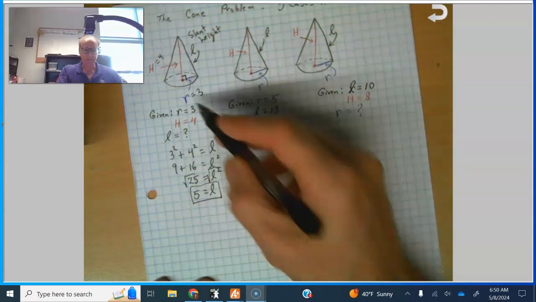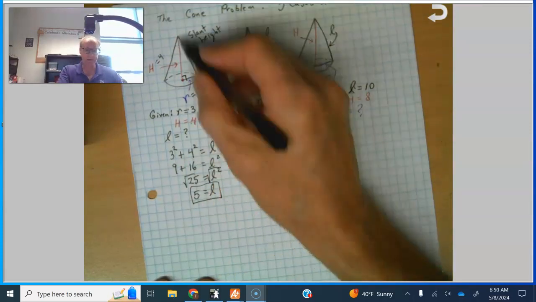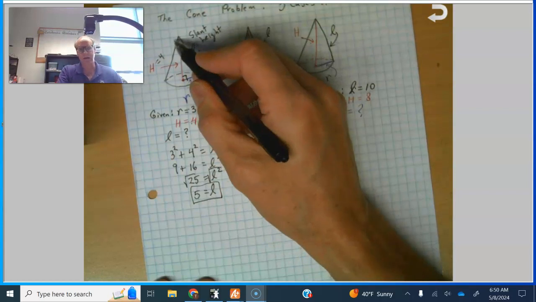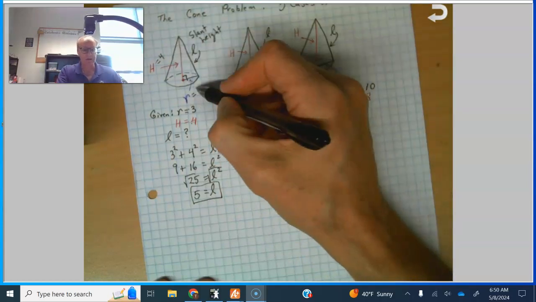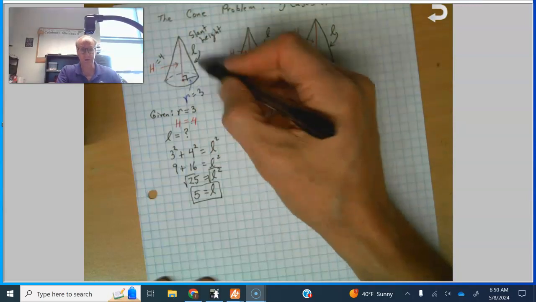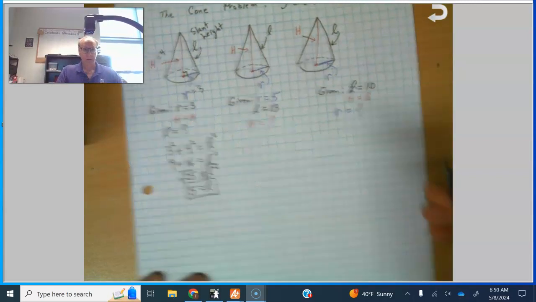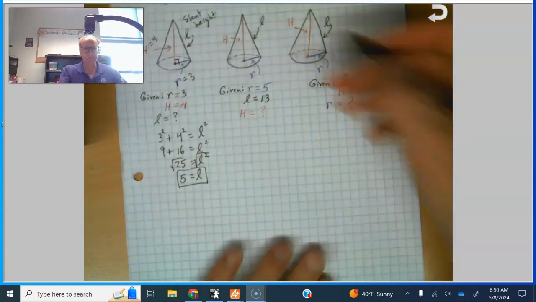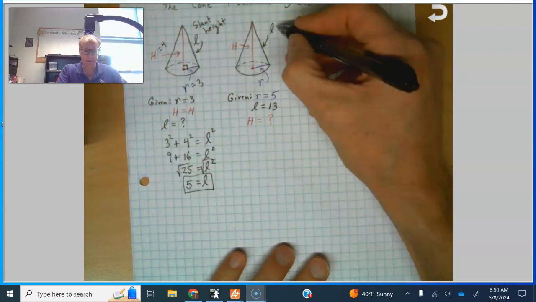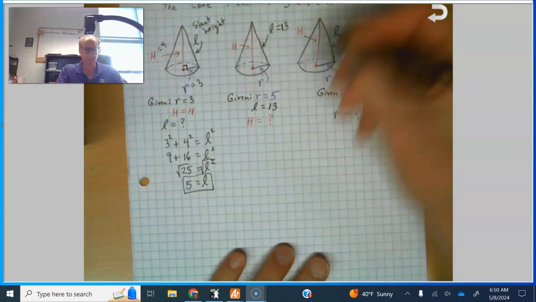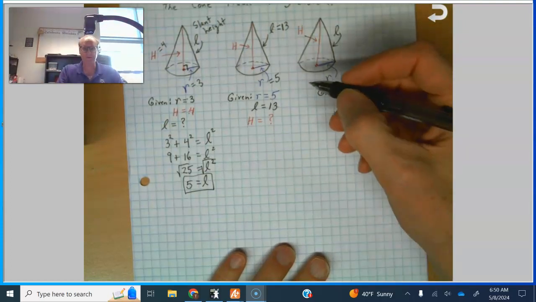So this is if you know the radius and the height and you're missing the slant height. The reason you need to know that is to be able to find the surface area. With the radius and the height, you can find the volume of a cone, but you can't find the surface area. Suppose in the second part that they tell you the slant height is 13 and the radius is 5. And again, this is a special right triangle.